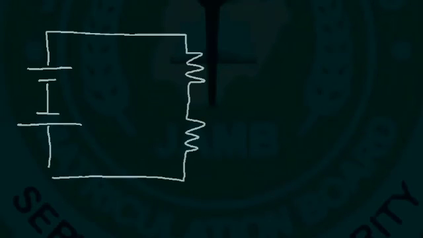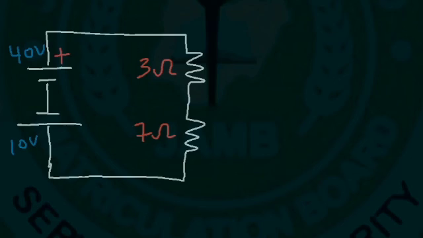Let's say if we connect the negative terminal of one battery to the negative terminal of the other battery. What's going to happen now? Let's say this is still 3 ohms and this is 7 ohms, and this is 40 volts and this is 10 volts. So what I would do is identify which side is positive and which side is negative.